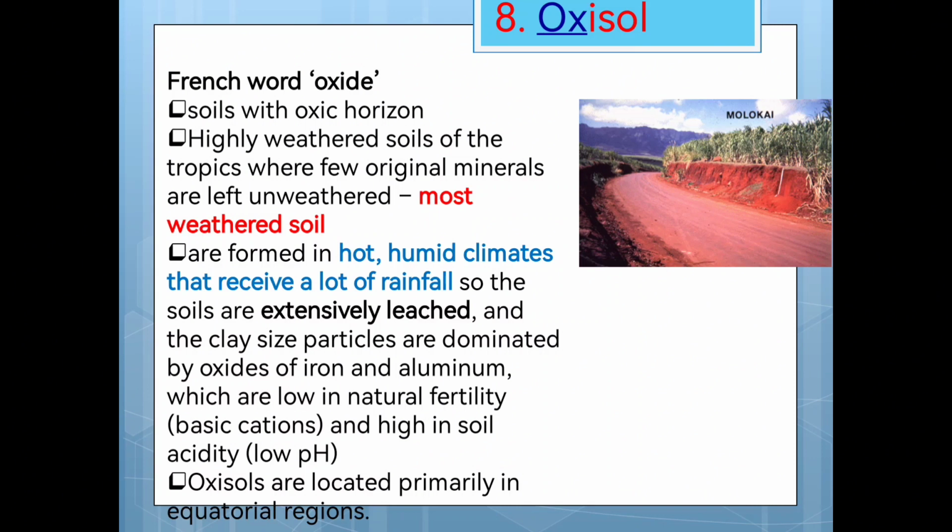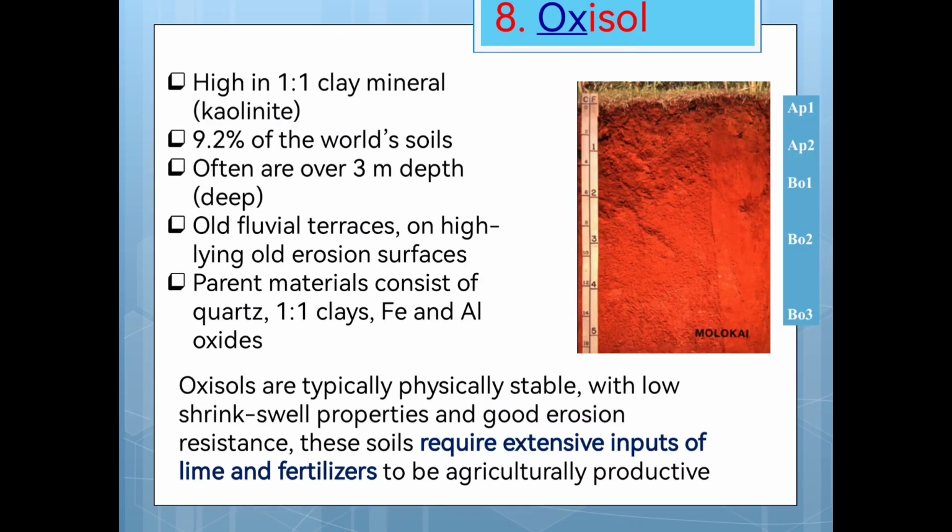Oxisols are located primarily in equatorial regions, which is very hot. In the Philippines, we have a lot of oxisols also. So these are high in 1:1 clay mineral, the kaolinite. They are 9.2% of the world's soils. They are often over 3-meter depth. Malalim siya, guys. Kasi these soils are old soils, so matagal na rin siyang na-form. Kaya siya malalim na yung kanyang profile development.